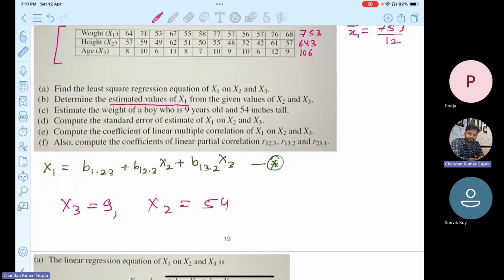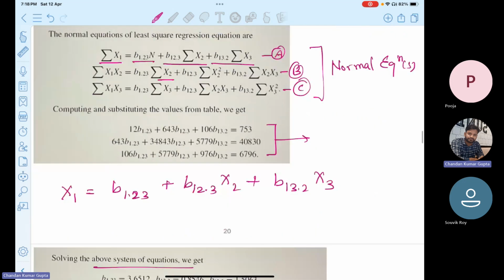Now the next is to compute the coefficient of linear multiple correlation of x1 on x2 and x3. Okay, there is linear multiple correlation, that is, capital R is there.